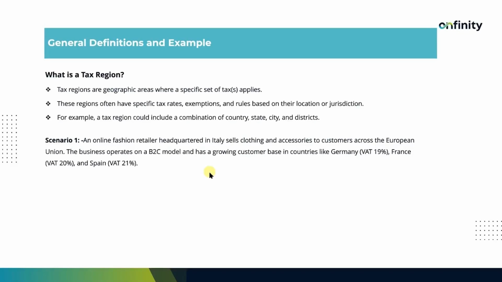Consider this scenario. An online fashion retailer headquartered in Italy sells clothing and accessories to customers across the European Union. The business operates on a B2C model and has a growing customer base in countries like Germany, with a VAT of 19%, France, with a VAT of 20%, and Spain, with a VAT of 21%. For this scenario, we will create 3 different regions in the system. Let's move to the system and see how we can configure the tax region.